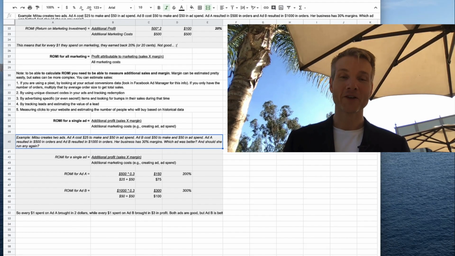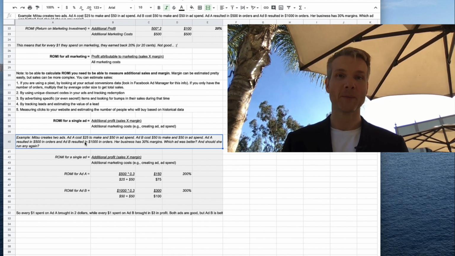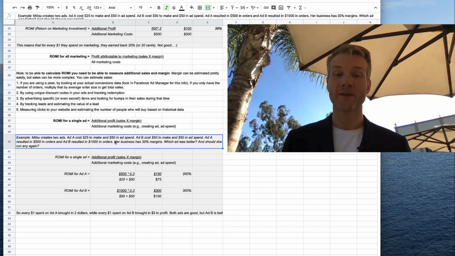Let's go through and take a look at an example. Let's imagine here that we're Mitsu and we're somebody who's created some pretty good ads. Here we've got one ad A that costs $25 to go through and make, maybe for the photographer and the model or her editing time. And then also she spent $50 on advertising for that ad.